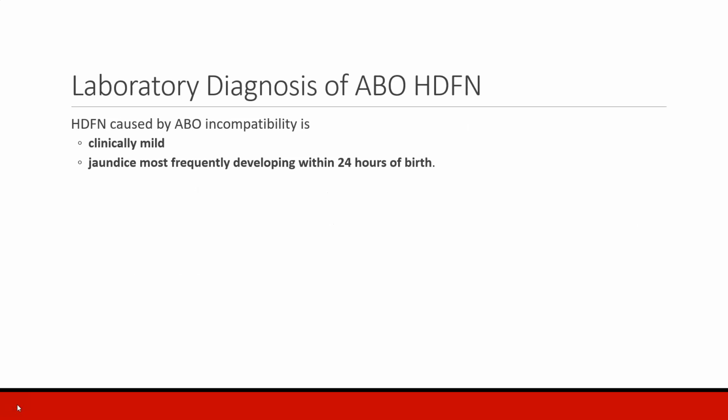So HDFN caused by ABO incompatibility is clinically mild, meaning the baby may show signs and symptoms or not. Jaundice is most frequently developing within 24 hours of birth. So the baby is not born jaundiced, because in utero the mom's taking care of the bilirubin, but once the baby's born, and due to that lack of that enzyme, the bilirubin will rise.